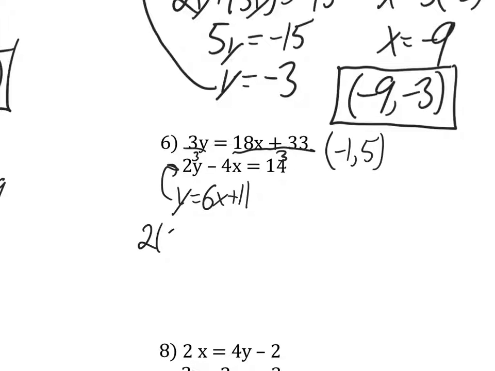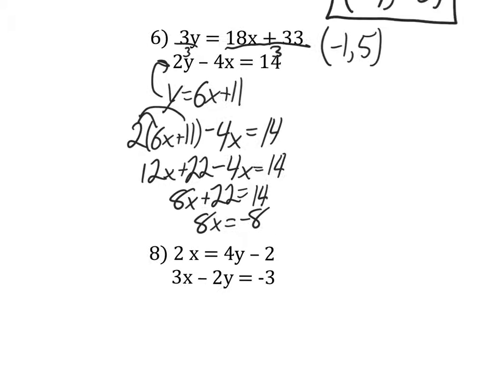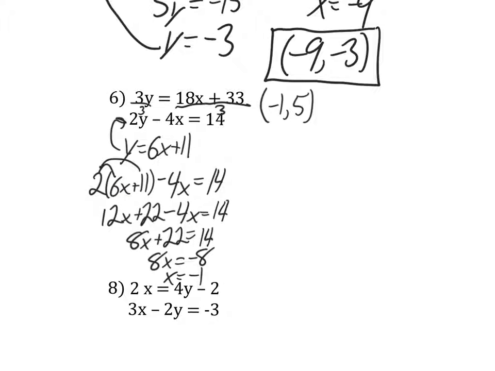So 2 parentheses 6x plus 11 minus 4x equals 14. So now let's distribute that 2 to everything. So 2 times 6 is 12x, 2 times 11 is 22, minus 4x equals 14. Let's go ahead and put the two x's together. So 12 minus 4 is 8x, plus 22 equals 14. Subtract over my 22, 8x equals -8. And then last part, we just want to divide by 8. So x equals -1, which is what I said I should have gotten, so that's good.